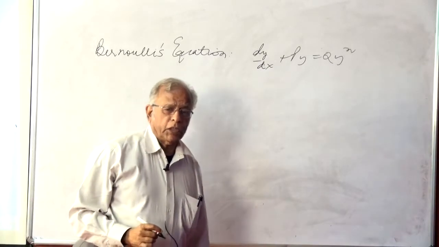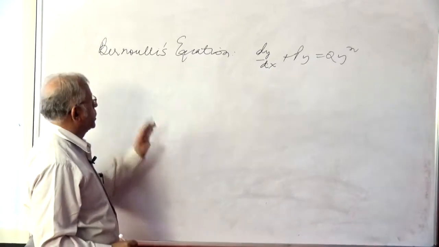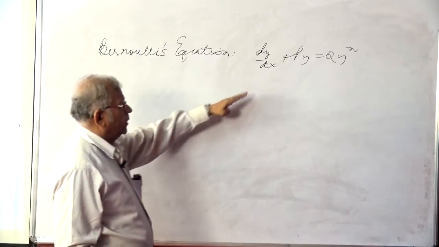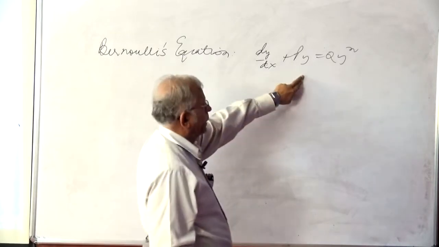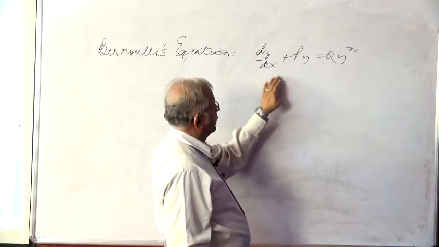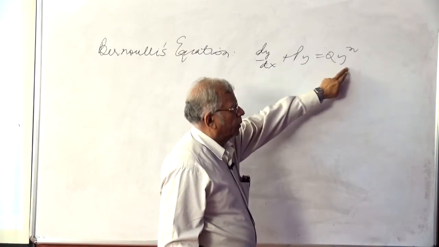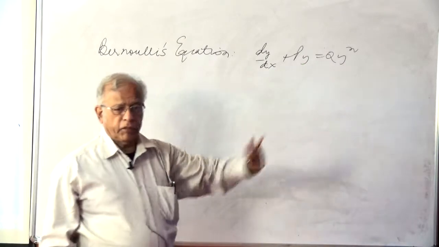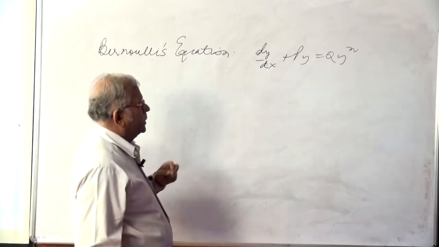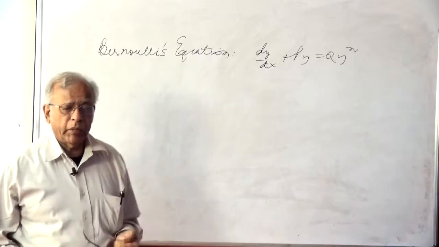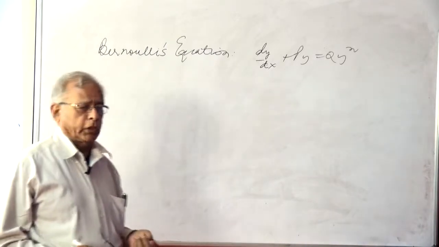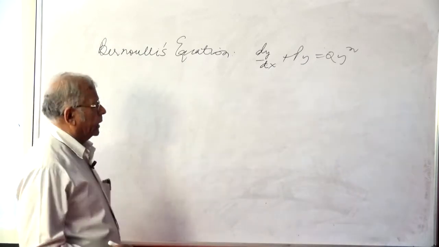We now take up for discussion an equation which is known as the Bernoulli's equation, and that has a very standard form, dy/dx plus Py. On the right hand side, instead of just Q, we now have Q y to the power of n, where n is of course not equal to 0. Now, by a simple substitution, this equation can be converted to a linear first order equation. So, we will see how to go about doing that.